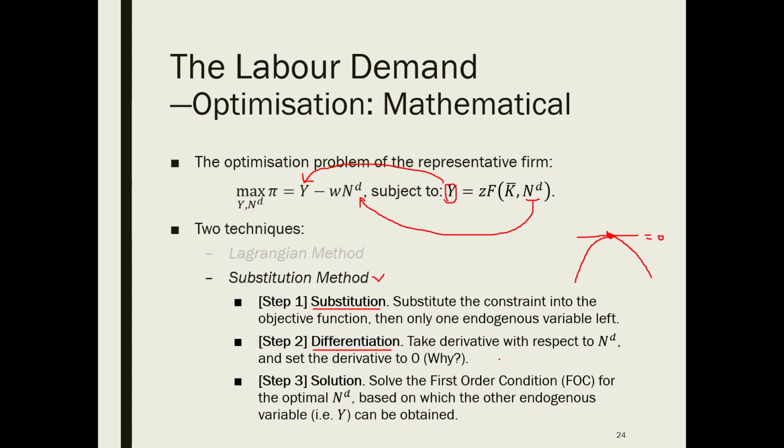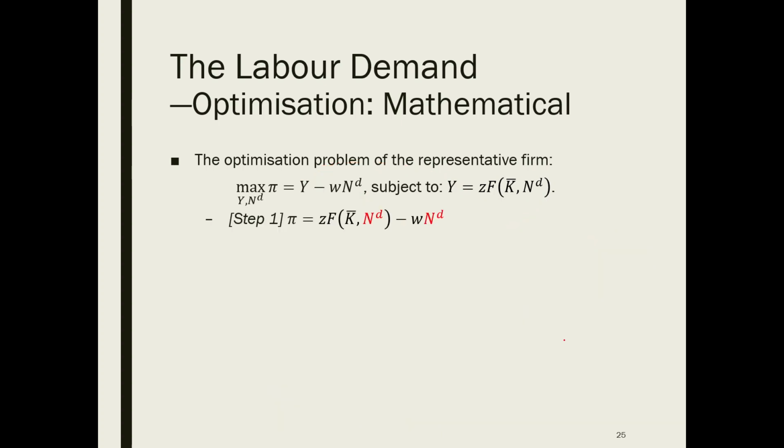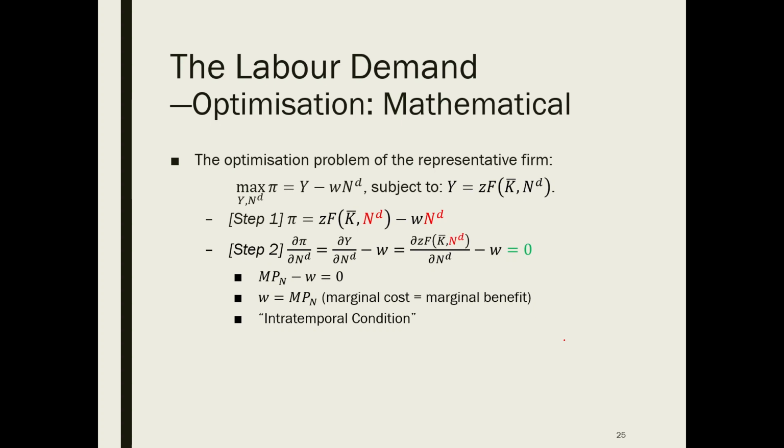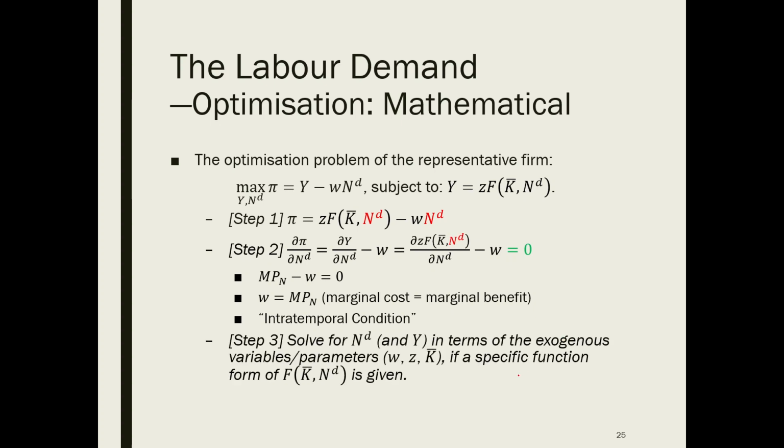The third step is to solve the optimal labor demand in terms of exogenous variables like wage W, productivity Z, and capital K. Again, on the slide, you cannot solve it explicitly, but in the tutorial, you will be given an explicit production function and solve the model explicitly. Note that the solution is essentially a function of labor demand in terms of wage. It is the mathematical equation underlying the labor demand curve you have learned in A-level and first year.